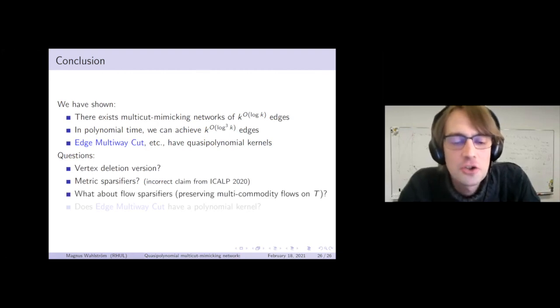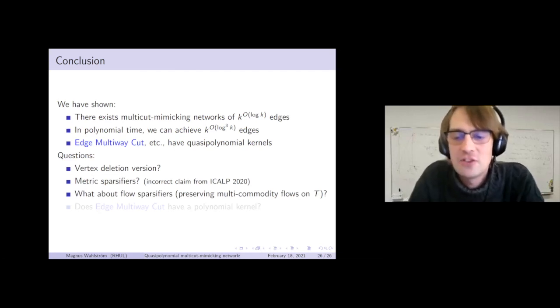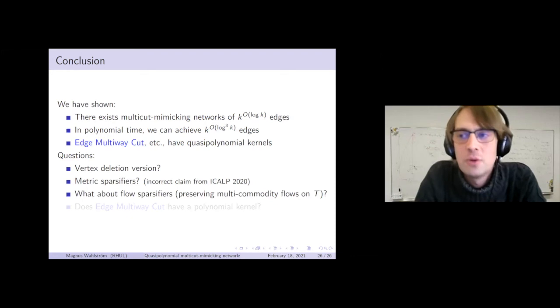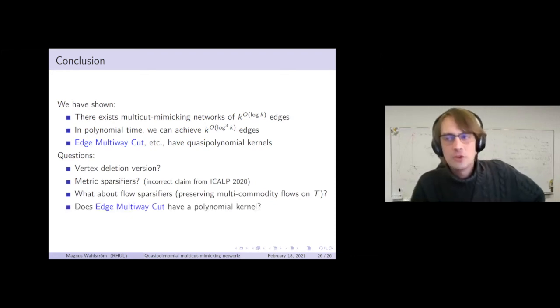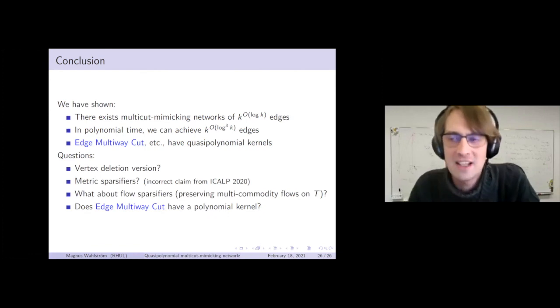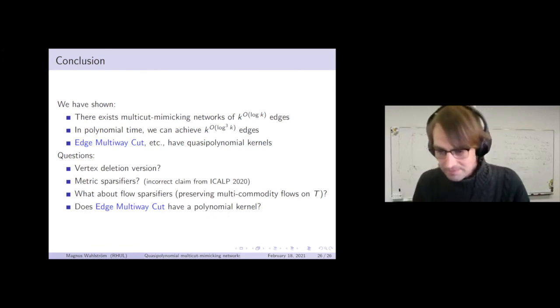There's a stronger notion of sparsifier investigated by Chuzhoy, where the current bound is an approximate result of k to the log k. You might want to investigate the behavior for that. And you might want to prove that Edge Multiway Cut has a polynomial kernel. Thank you.